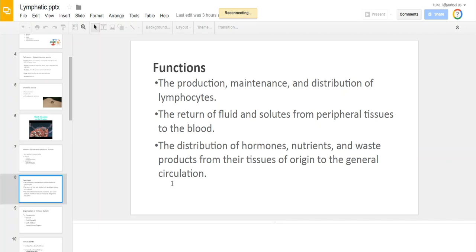Once this stuff is in general circulation, and we'll go into it a little more after, once it's back in your general circulation with your blood, then it can get filtered out by your kidneys, and it will go down to your bladder, and you will urinate it out.